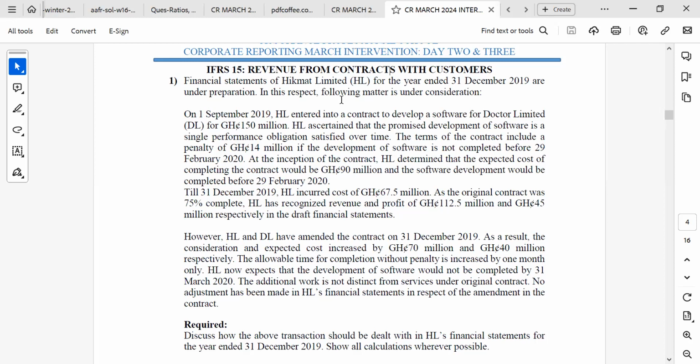The terms of the contract include a penalty of 14 million if the development of software is not completed before 29 February 2020. At the inception of the contract, HL determined that the expected cost of completing the contract will be what? 90 million. And the software development will be completed before what? 29 February 2020. This 14 million, what is it? Should we make a provision for it?